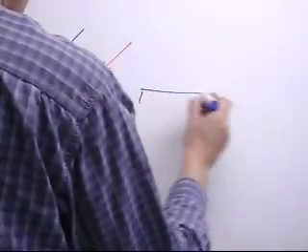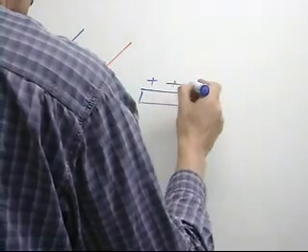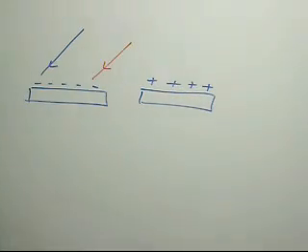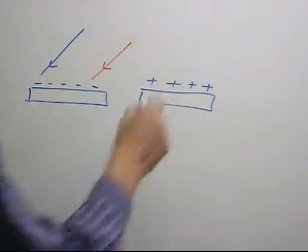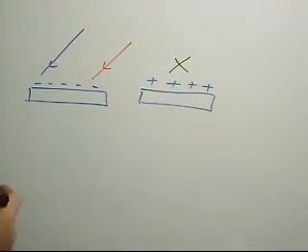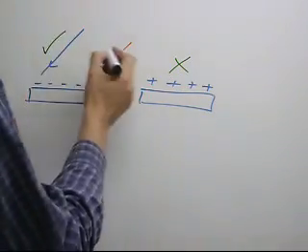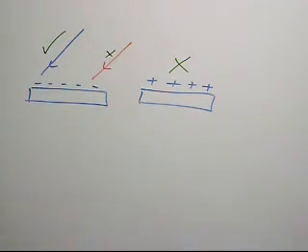We also, for completeness, tried a positively charged plate. It didn't matter what we did, no radiation could remove the charge from the positively charged plate. However, as I said before, blue light would remove the charge from the negative plate and red light wouldn't.